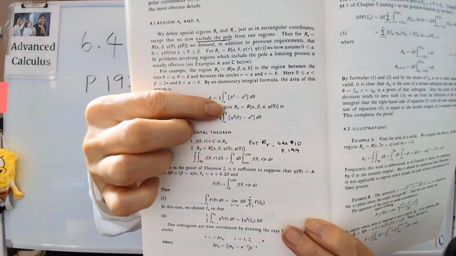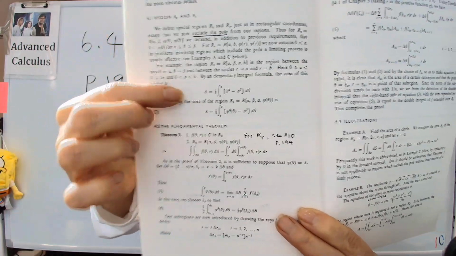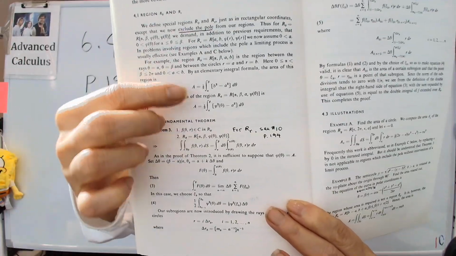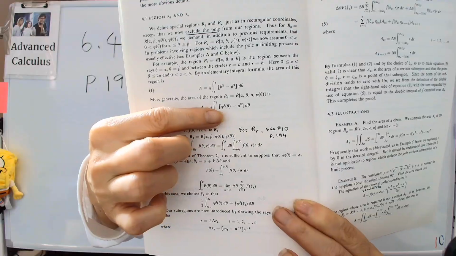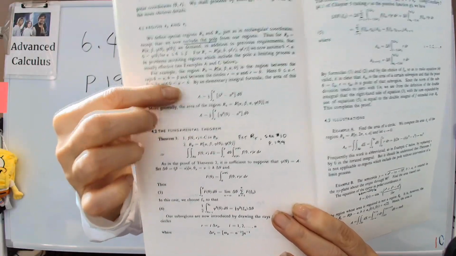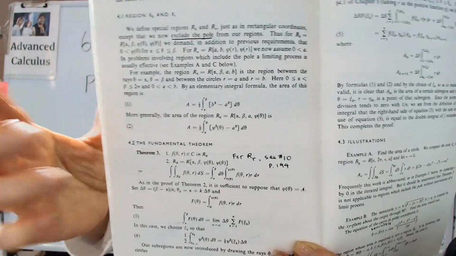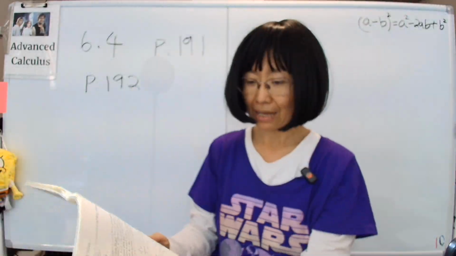The area is 1/2 of the first R squared minus the second R squared. And if you replace the first R by R equals psi of theta in general, then the formula will turn into this. So either one is the formula, okay? And so that is that.